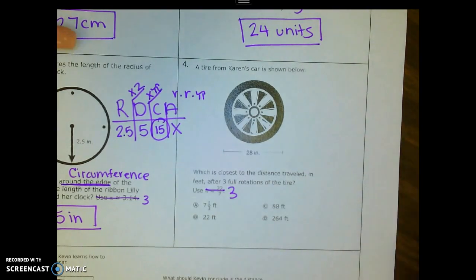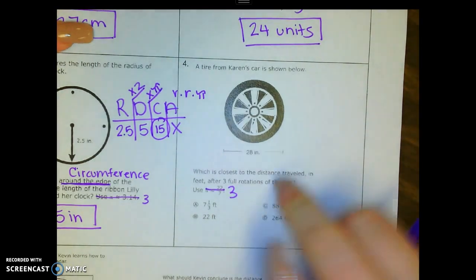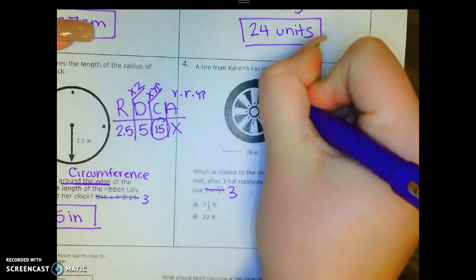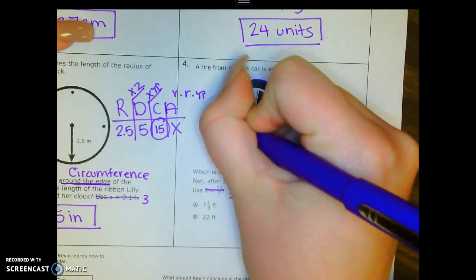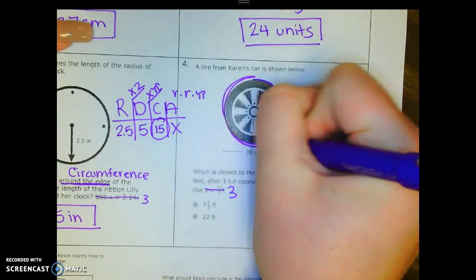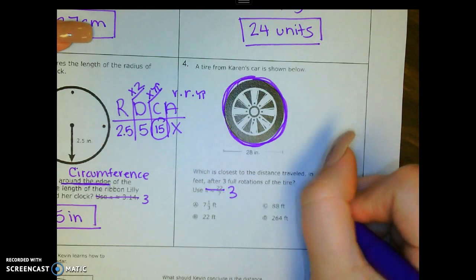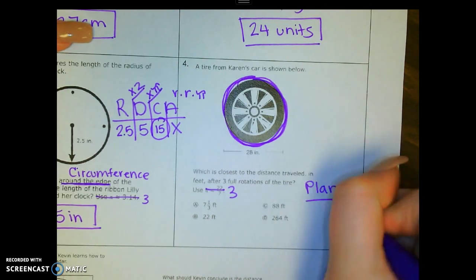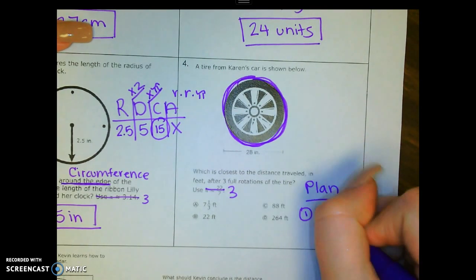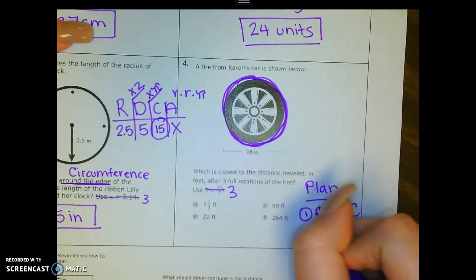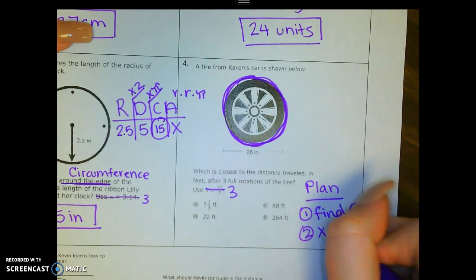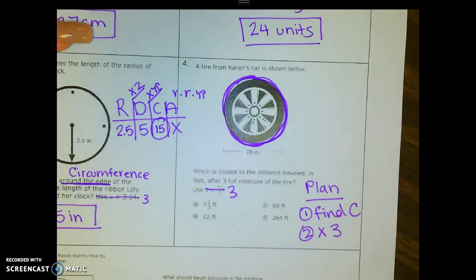So here's what's happening with this one. When we're talking about a tire and distance traveled, we want to know this outside distance, because if it rotates 3 times, it's going this distance 3 times. So whatever I get under my plan, since I know this is a multi-step, I'm going to find circumference, and then I'm going to multiply by 3. Okay? Because I want to know after 3 full rotations.